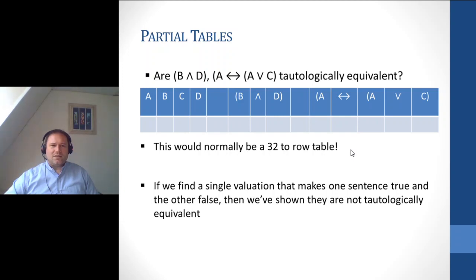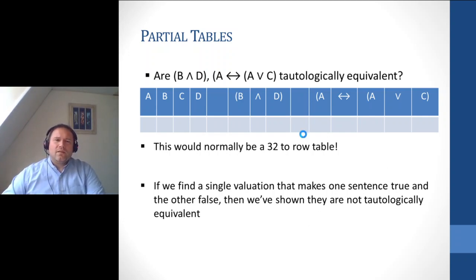And that's a lot. That's way too much. But to show that they're not equivalent, we only need one valuation. So let's see if we can come up with one valuation to show that they're not equivalent. And hence, instead of writing out a 32-row table, we can just do it in one, saving ourselves a lot of time and effort. So how would we do this?